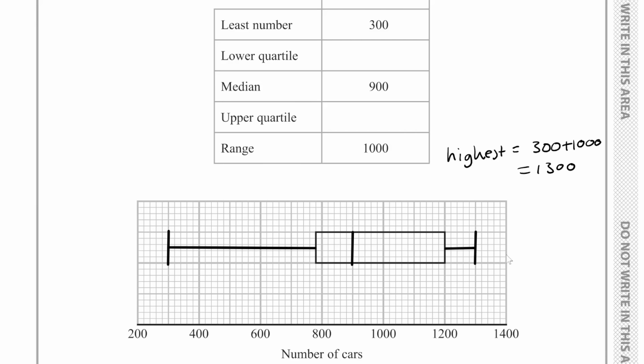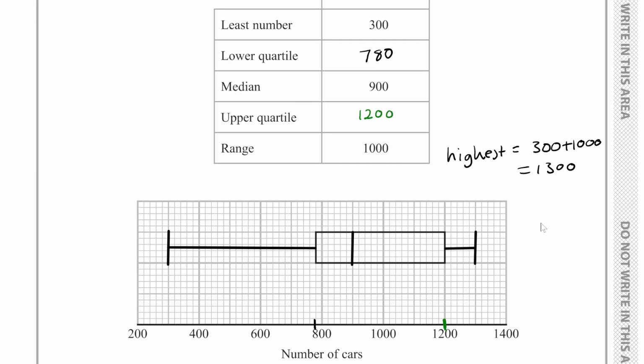And then we're going to use the information on the box plot to complete the table. So we've got 780 as our lower quartile, that's here. And our upper quartile is at 1200.